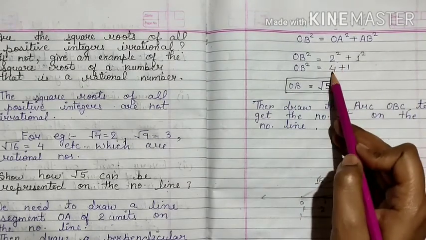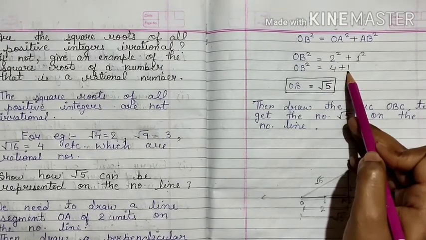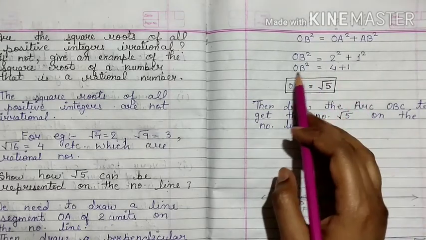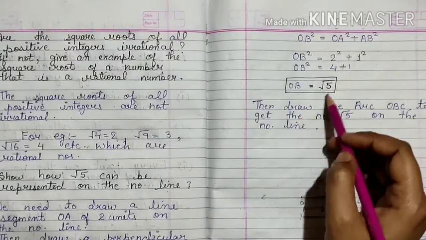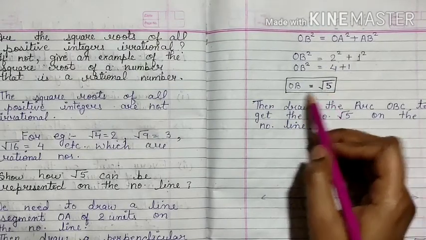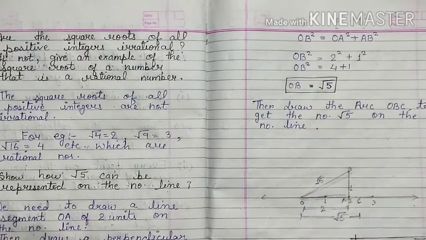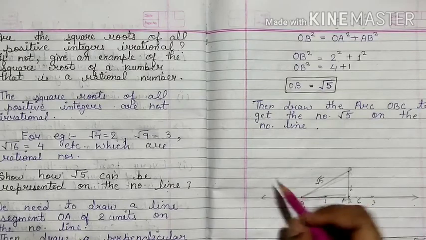2 square equals 4 and 1 square equals 1. 4 plus 1 is 5, and the square comes here, then it will be root, then root 5. OB equals root 5. We have proved it here.